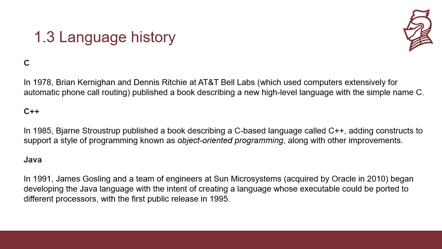Let's talk a little bit about language. So we write computer code in high-level languages, and some of them are notable. So in 1978, just from a historical perspective, Kernighan and Ritchie wrote the C language. They were working at AT&T Bell Labs, and they used computers for automatic telephone call routing. They actually wanted to write a high-level operating system called Unix, but there wasn't a language that was structured enough to write Unix. So they wrote the C language and then the Unix operating system.